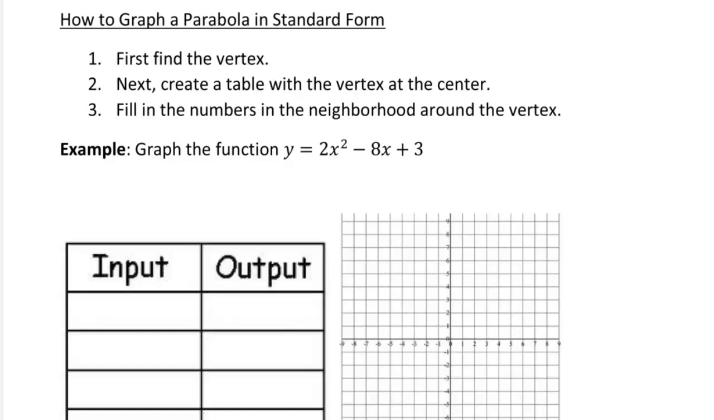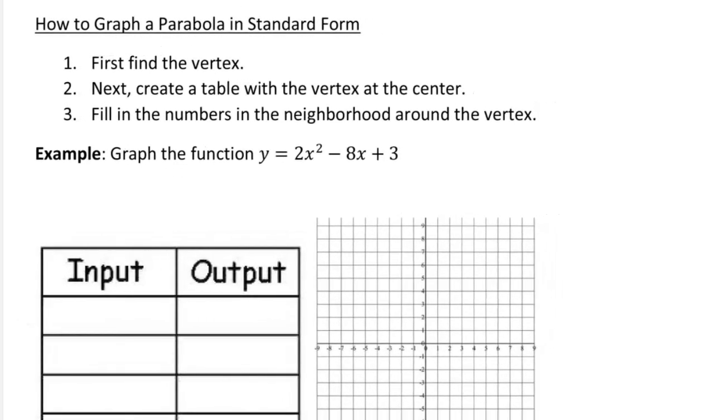Next, we'll create a table with the vertex at the center, and then fill in the neighborhood of numbers around the vertex. In mathematics, a neighborhood is the same thing as you could think of on your street. It's the ones to the left and to the right. So we're going to graph this function, y equals 2x squared minus 8x plus 3. Off to the side here, I'm going to find the vertex.